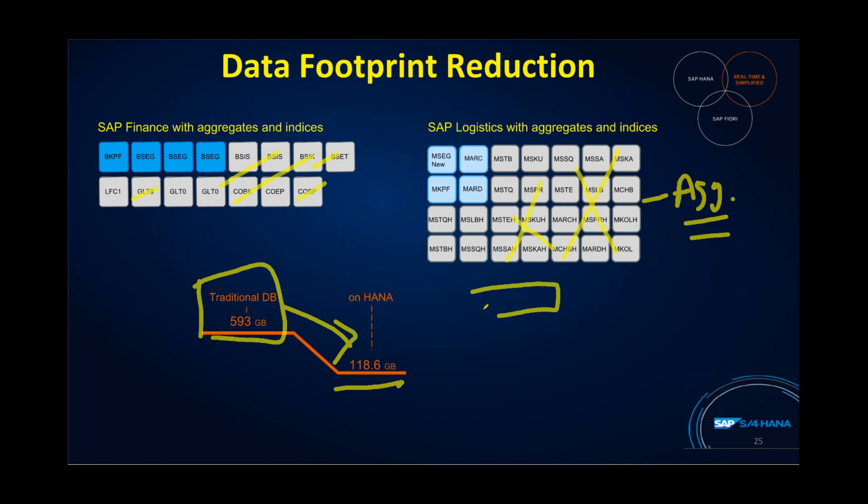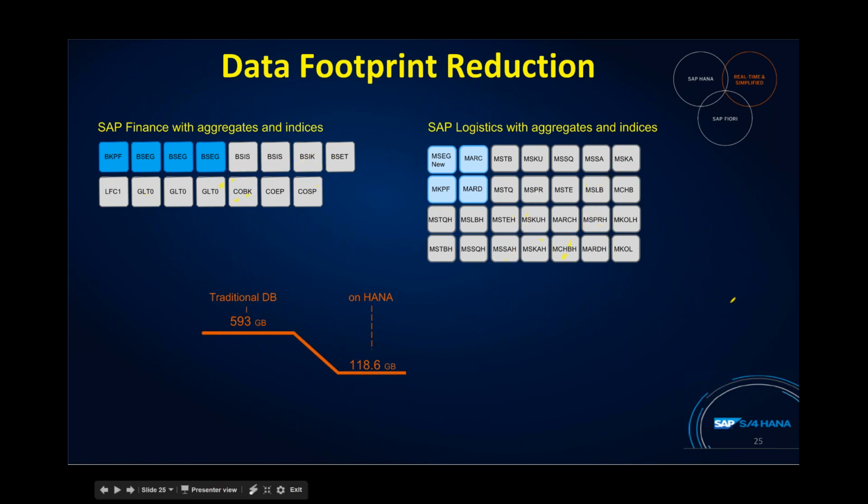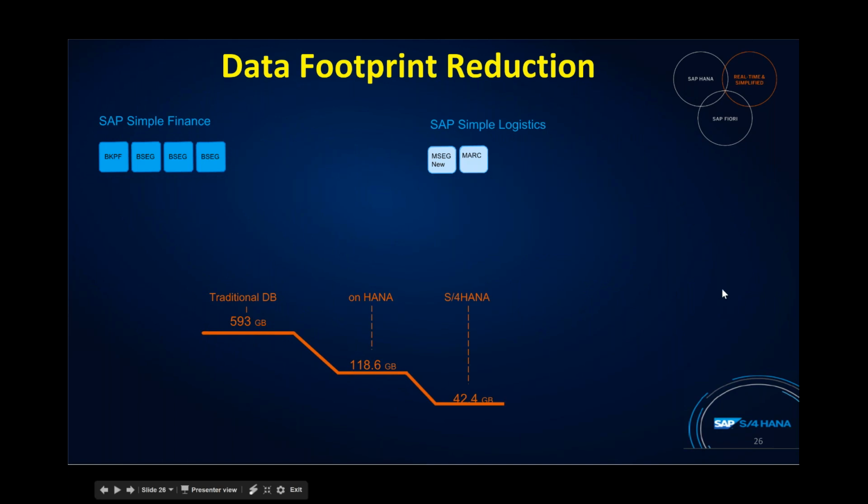We have combined some small tables and again made a big table, like the status table has been removed and put into the main tables with the header or item tables. So a lot of this kind of improvement has been done. We'll discuss all of these improvements when we go into our simplification session. By doing these improvements, we have reduced further to 42.4 GB.